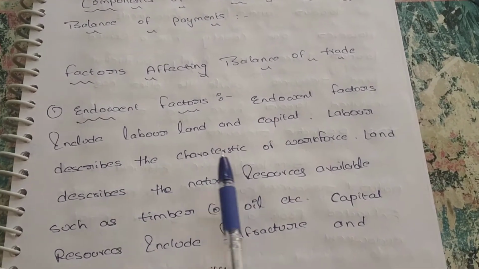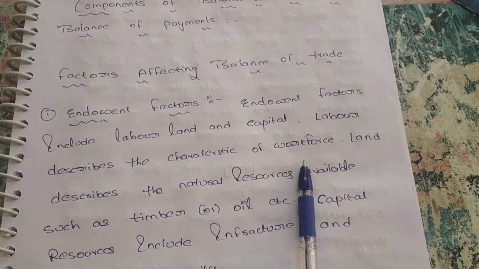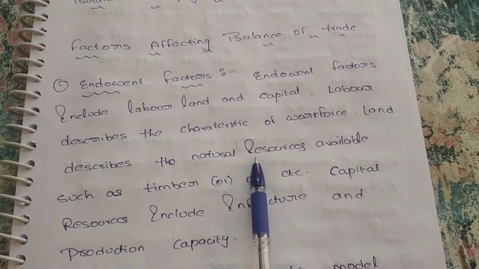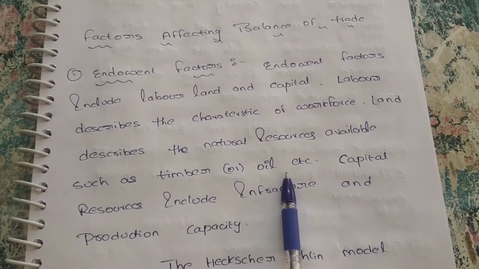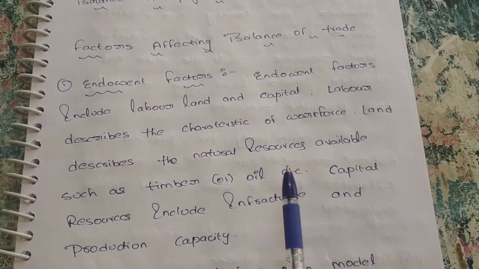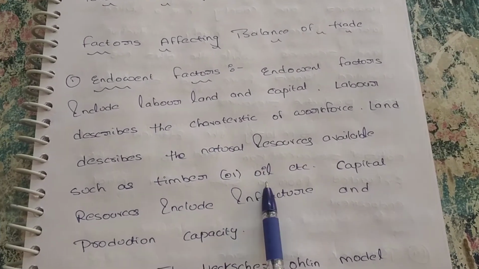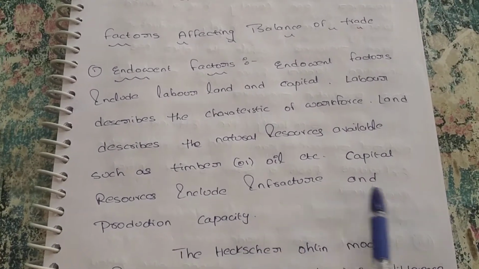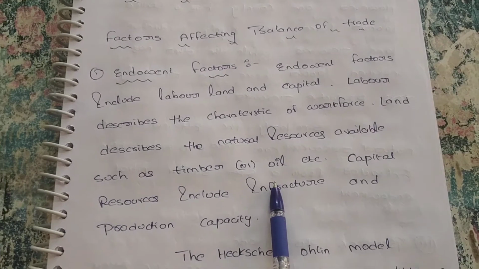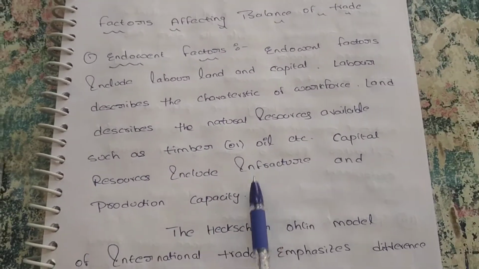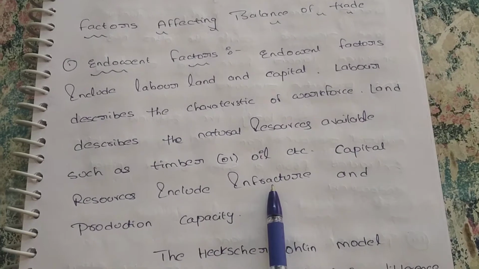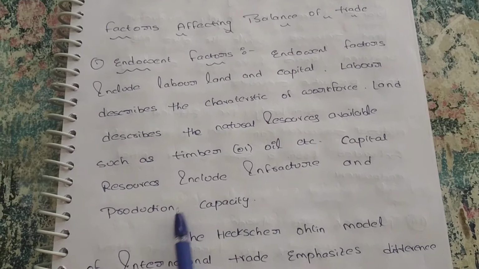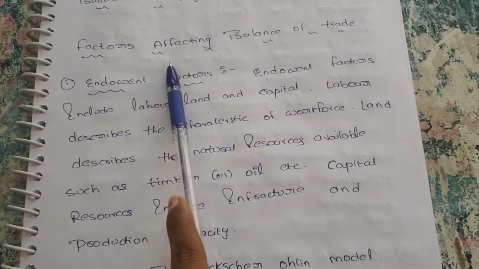Labor describes the characteristics of the workforce. Land describes the natural resources available, such as timber and oil. In a particular area, if timber and oil are very easily available, then we can say they are natural resources. Capital resources include the infrastructure and production capacity. Does a particular company or country have infrastructure facilities like machines, plant and machinery, other equipment and production capacity? These come under endowment factors.